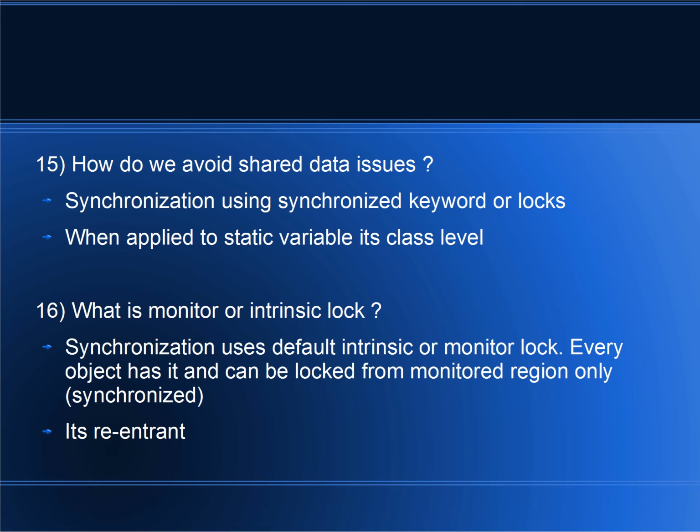Say for example, it calls method A and method A calls method B, then it does not have to acquire lock again for method B. It can reuse the lock which it had acquired for method A. This is what we mean by reentrant.